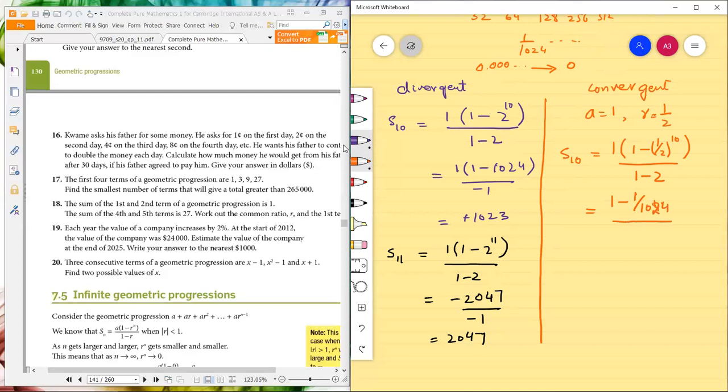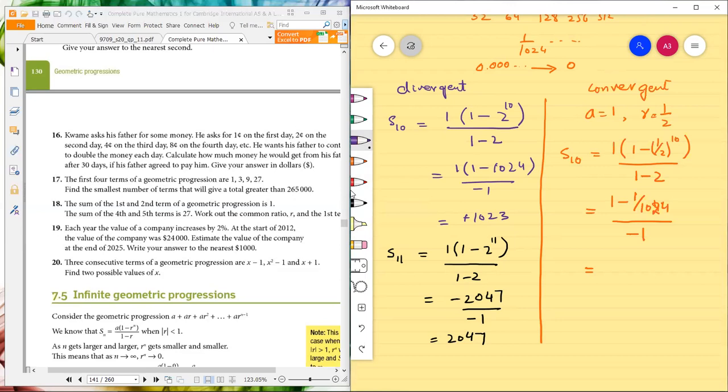This formula would only be used if r is less than 1. Just listen, please. Don't be confused by those formulas. There is just one formula for the geometric sum. You have to use just this one formula: a into 1 minus r power n divided by 1 minus r. So don't get confused with the book formula.